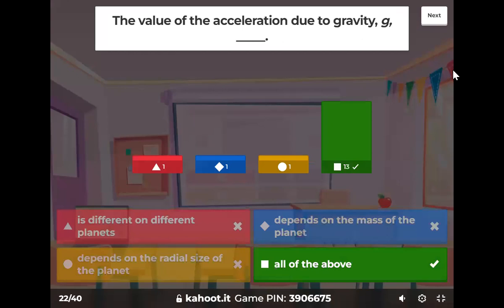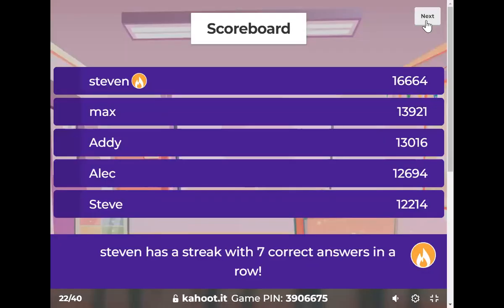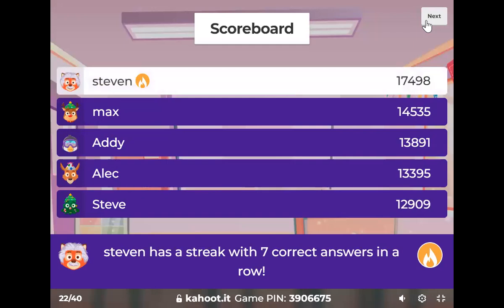Value of acceleration due to gravity. All right, all the above. It depends on the mass of the planet and the radial size of the planet. It's different on different planets. For Earth, pretty close to 10 meters per second squared. Mars is like 3.7 meters per second squared.